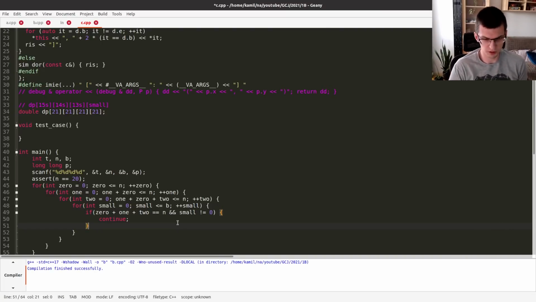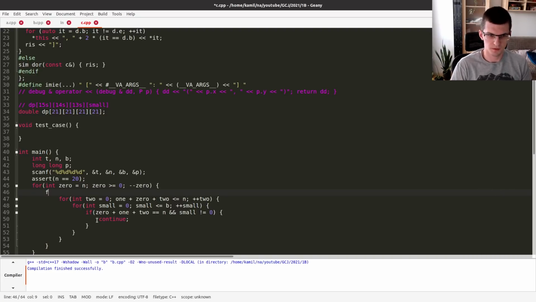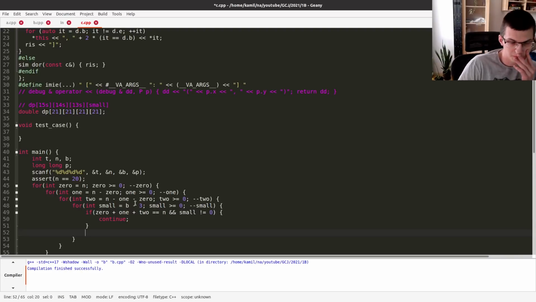Wait, I'm doing this in a completely wrong direction. I want to say that from state I'm moving to bigger state. This is b minus 3 because otherwise it moves to 2. Cool.